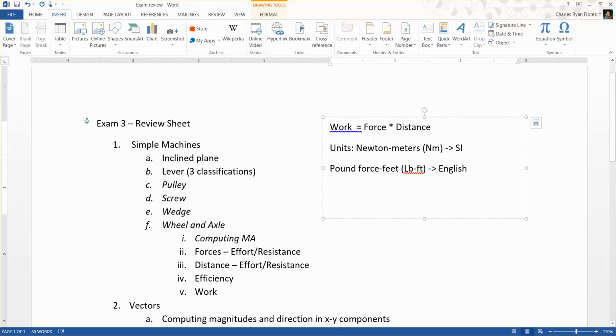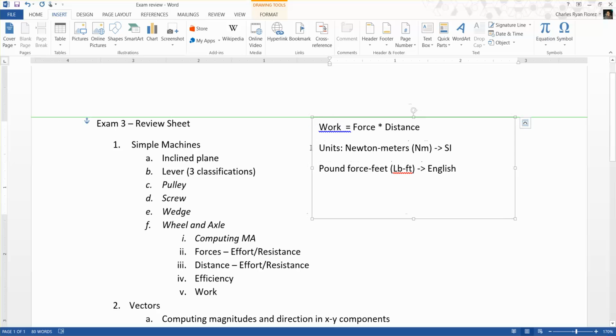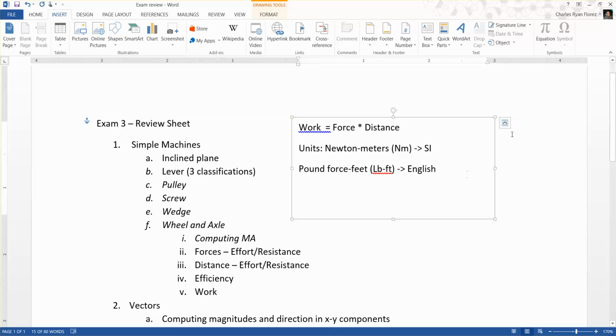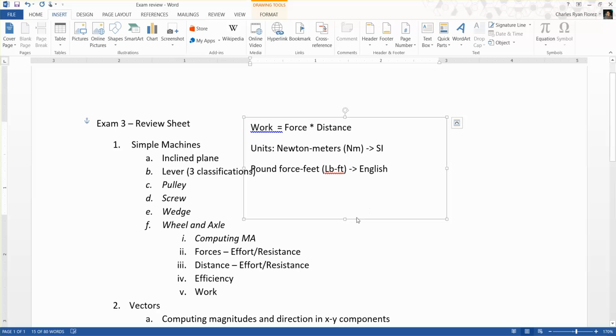So work is, like earlier in the semester, or maybe even this past week, we talked about moments, and moments are essentially the same thing. They have the same units. I mean, work is different in the sense that if you have a box over a floor, and you push the box X amount of meters, and you somehow had the force to calculate what was required, then that in a sense is work.